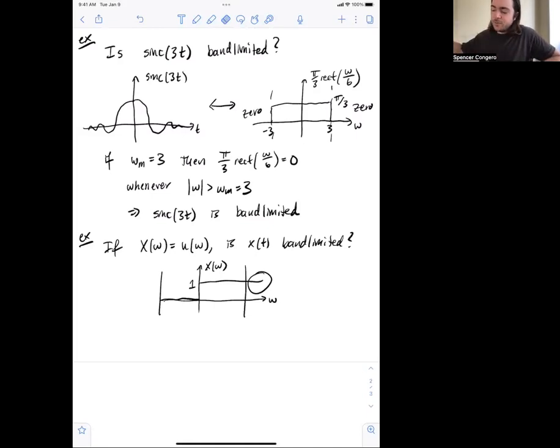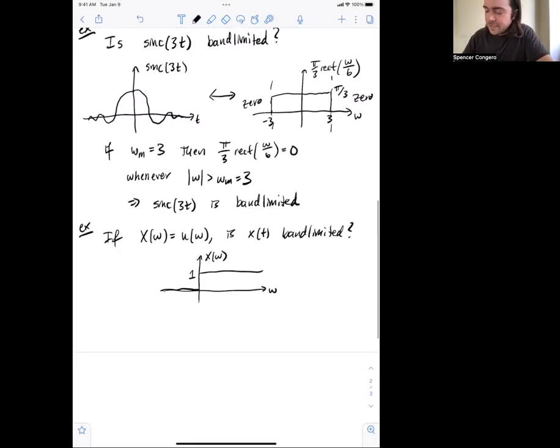Because x of omega equals 1 as omega goes to infinity. It just keeps equaling 1. So no matter how wide I make this window, x of omega will still equal 1 to the right of whatever my right-sided bound is of that window. Okay, so x of t is not band limited. We say the time function is band limited or not usually, but we're just saying there's no window I can put around the vertical axis so that x of omega is 0 outside of that window.